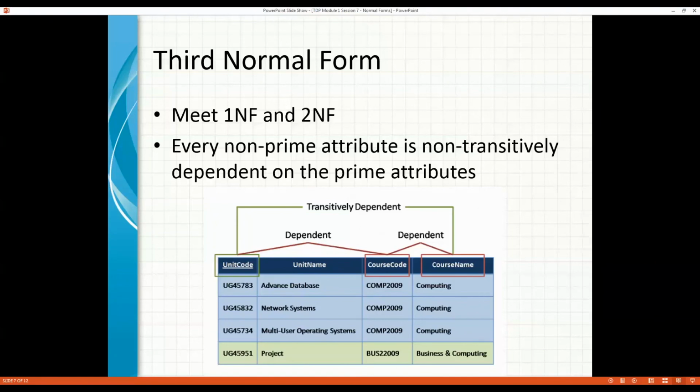So in third normal form, we seek out these transitive dependencies, and we can break them down again into their own table. In this case, we might take the course name and put it in its own table and give it a foreign key pointing towards course code or unit code.